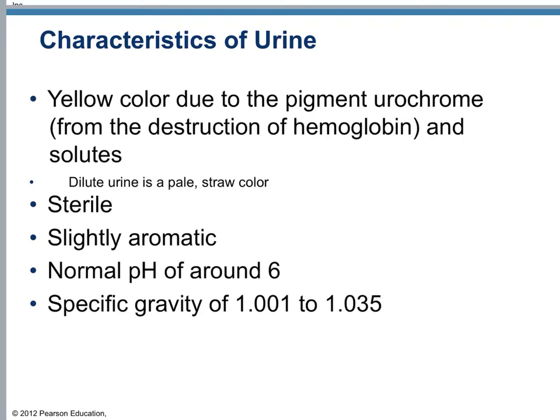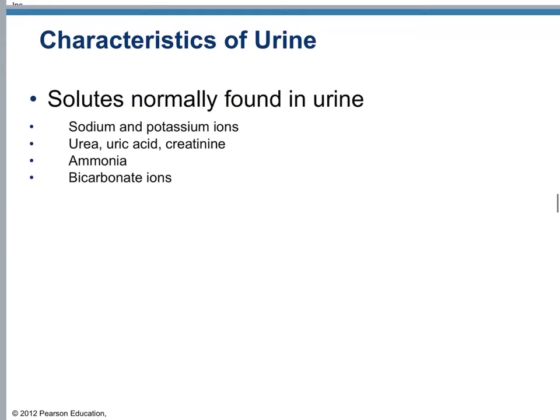Slightly aromatic, it has a distinct smell that hopefully isn't very strong unless you let it just sit and concentrate. Normal pH is slightly acidic because it does contain urea and uric acid, which are slightly acidic. So it's normally around a pH of 6. What do we find in it? Sodium, potassium ions, things left over from salts. Urea, uric acid, creatinine, as you break down stuff in your body.